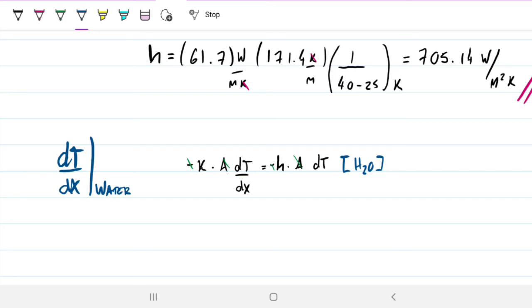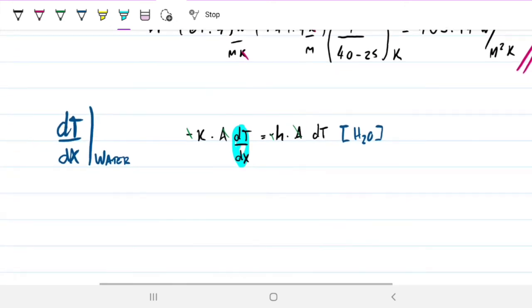Then the dT is not the same anymore, right? This dT is not the same anymore, because this dT now is the gradient. This gradient here is a gradient for water. In our water, let's look at what we have for water. Let's draw the wall once again, just bigger this time.